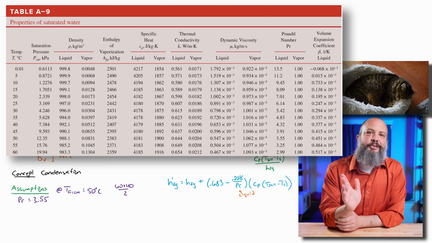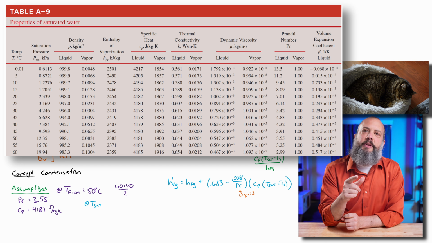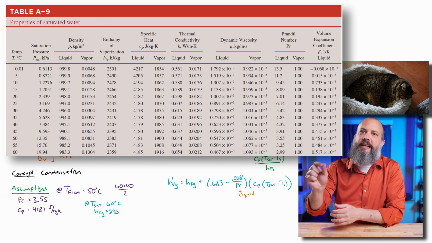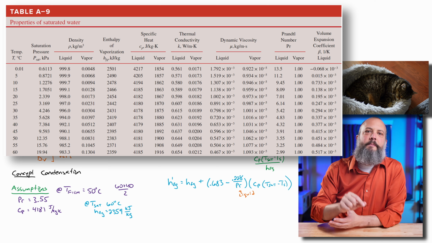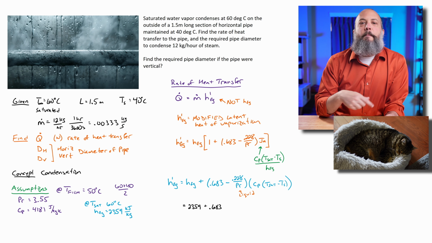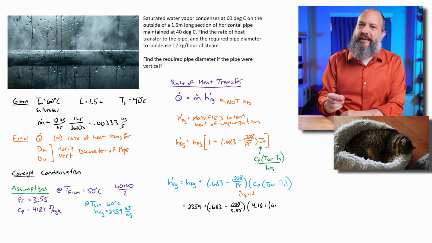And while I'm back there, I also need Cp, 4.181 kilojoules per kilogram. And hfg, now this will be for the gas, because hfg is the phase change. The phase change happens at exactly 60 degrees, so I need hfg at 60 degrees. Plug in all the numbers. hfg prime, the modified latent heat of vaporization, is 2411 kilojoules per kilogram.